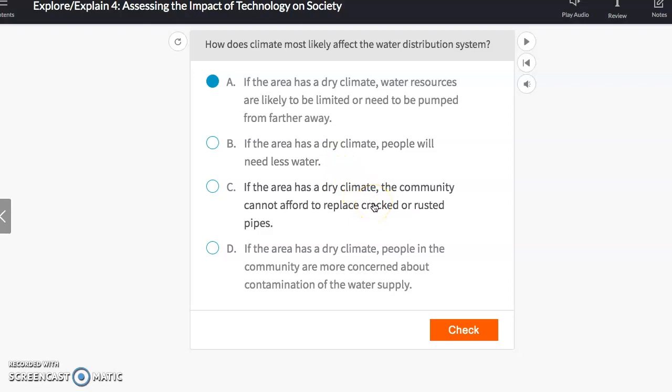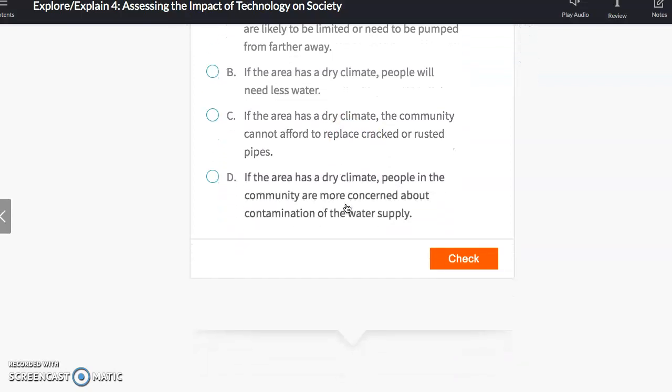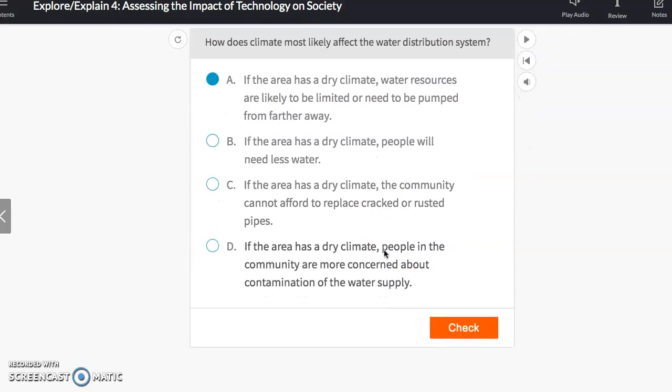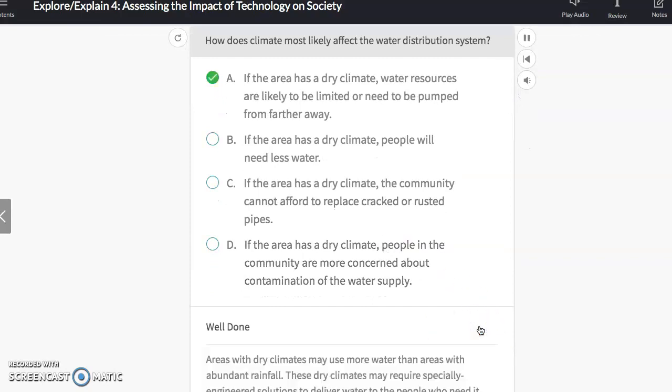If the area has a dry climate, the community cannot afford it. Well, that's not necessarily true. It could be a rich, dry climate area. If the area has a dry climate, people in the community are more concerned about contamination. They might be more concerned, but they might not be. So A would be the best option.